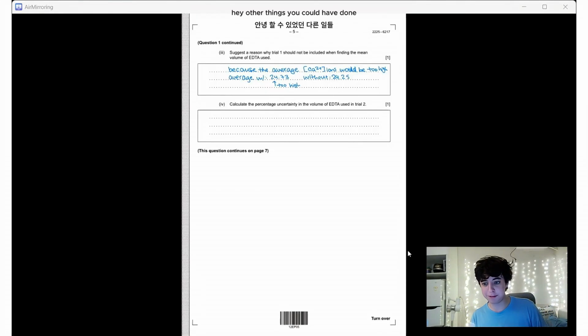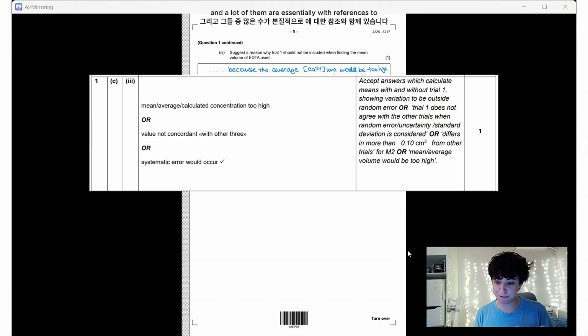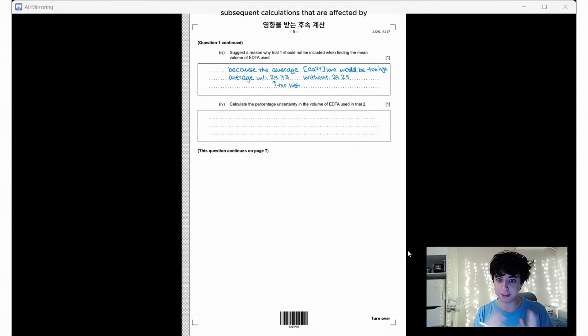So then you could say that would be too high. Other things you could have done were referencing the uncertainty and concordant values. I'll put the mark scheme here. There were lots of options, and a lot of them are essentially references to precision, as well as the subsequent calculations that are affected by the mean volume of EDTA used. So in the future, if we are asked about outliers, those are the kinds of things they are looking for, regardless of what the experiment is: precision, and the calculations that are done with those values.